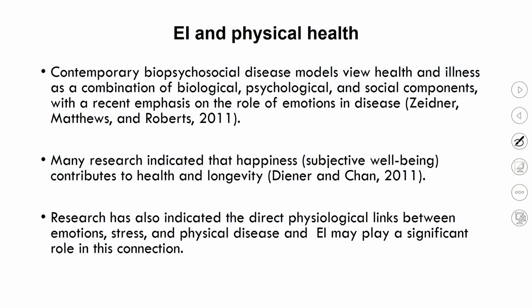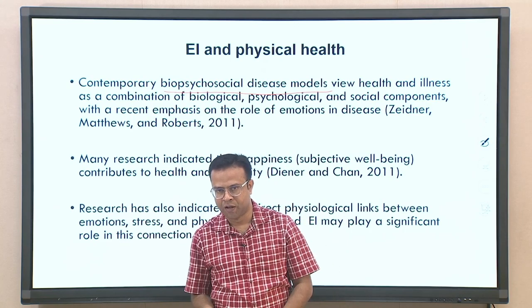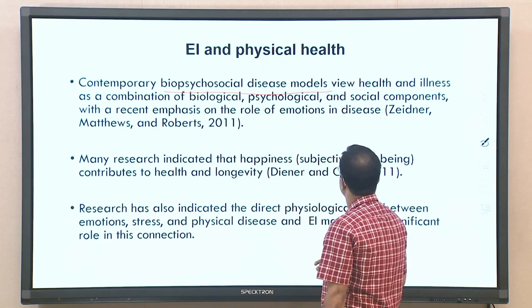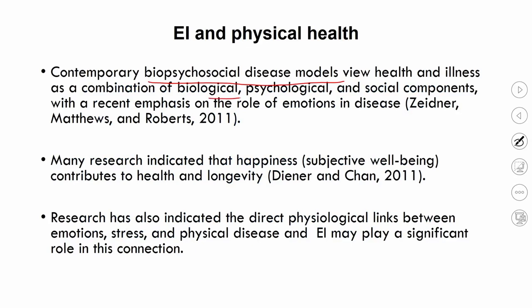Now, if you look at the contemporary literature, there is a perspective of the biopsychosocial model of disease, where disease is taken not just because of physical factors. Even a physical disease could be connected to various diverse other factors, including biological factors, psychological factors, social factors. So, health and illness could be explained using a biopsychosocial model, where there is a combination of biological, psychological and social factors, and where a lot of emphasis recently is given on the role of emotion in diseases.